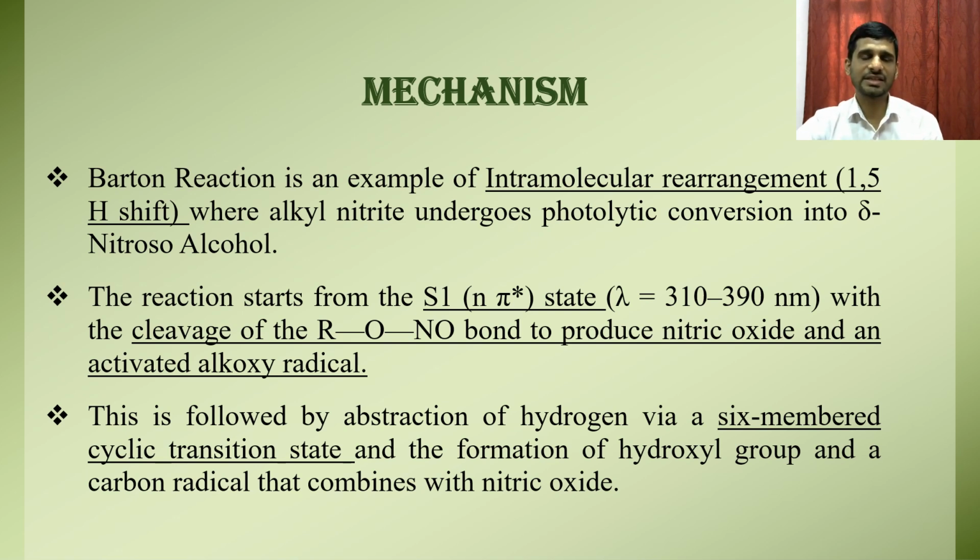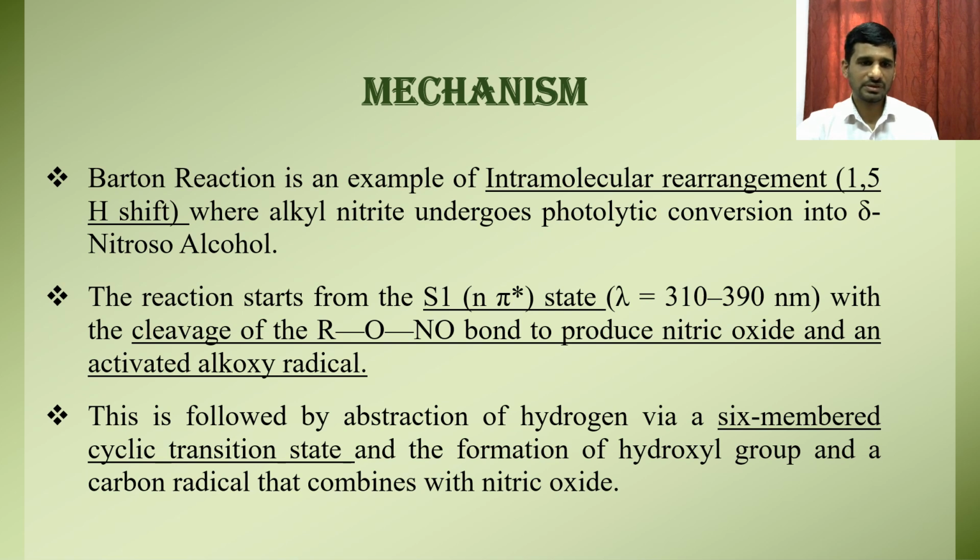When this singlet state comes in contact with UV light, it becomes excited and undergoes cleavage of the oxygen nitrogen bond. In alkyl nitrite, it undergoes homolytic bond fission of the oxygen nitrogen bond to generate two free radicals. One free radical will be an alkoxy free radical and another free radical will be nitric oxide, NO free radical. So as a result of homolytic bond fission on irradiation with light of wavelength around 300 to 400 nanometer, we have two free radicals.